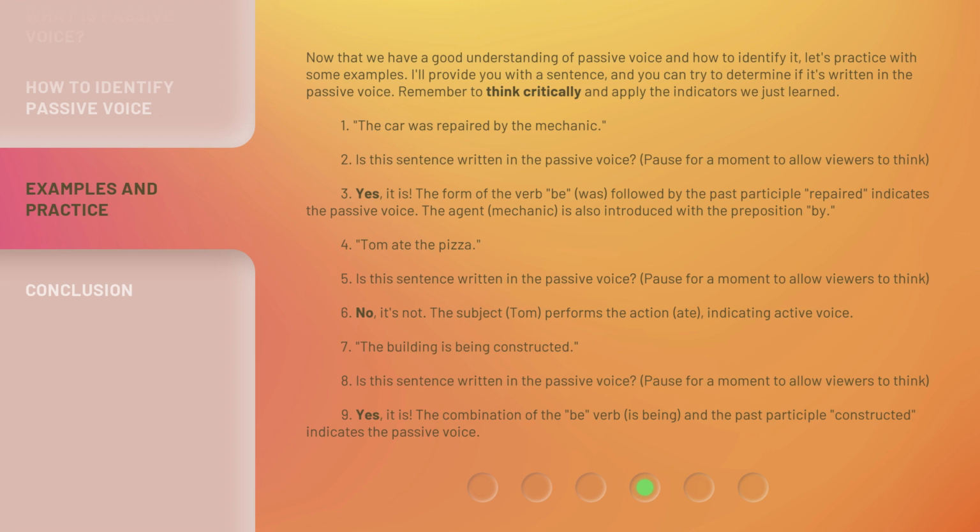1. The car was repaired by the mechanic. 2. Is this sentence written in the passive voice? Pause for a moment to allow viewers to think. 3. Yes, it is. The form of the verb be, was, followed by the past participle, repaired, indicates the passive voice. The agent, mechanic, is also introduced with the preposition by.